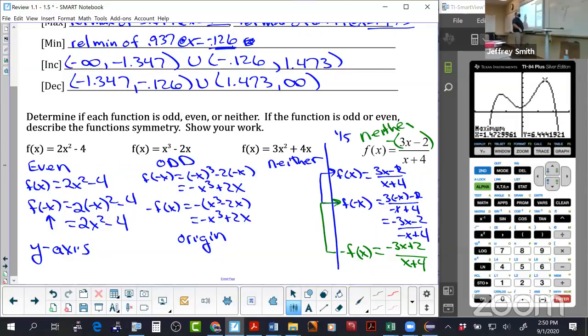Now you might be thinking, oh, well, if it's not a polynomial, it must be either. Nope. f of x equals 1 over x squared is not a polynomial. It is even. So you've got to be careful with that.